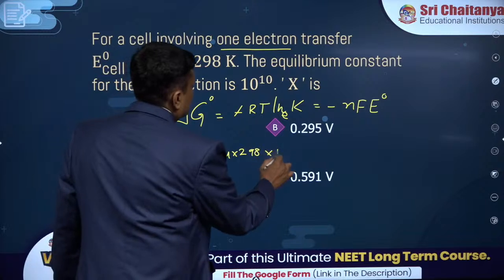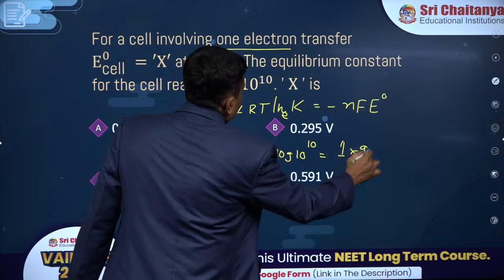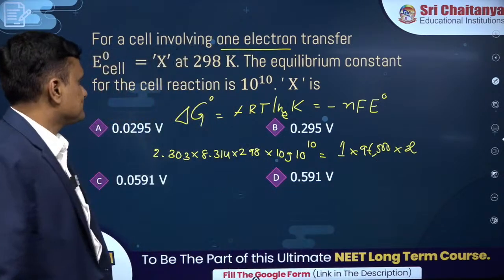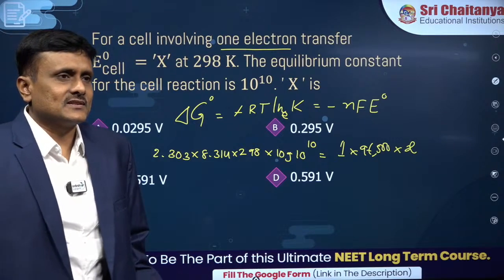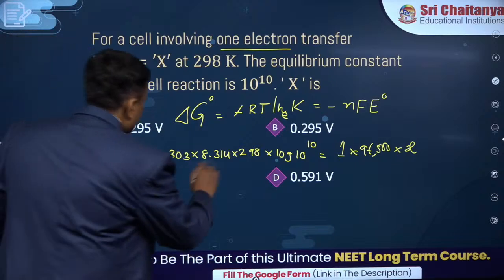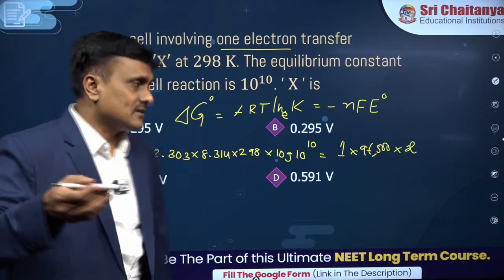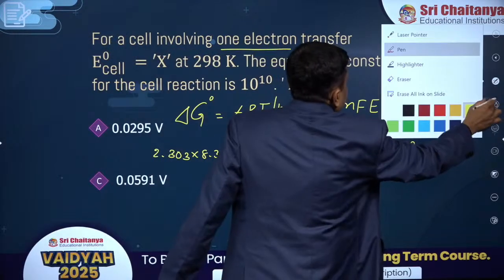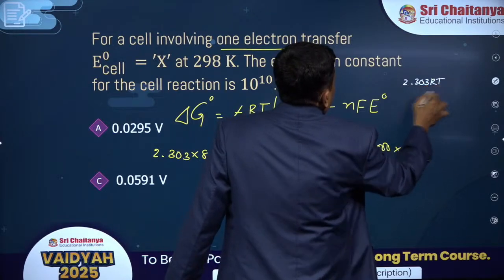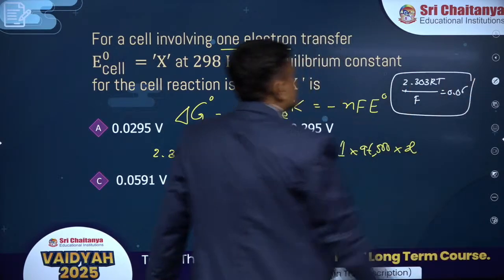Alright, log 10 to the power 10 because the equilibrium constant is given. n is 1, Faraday is 96,500, into E naught value given as X. So when you are held up in this situation, Aman, what are you going to do? You are going to write 2.303 RT by nF. Always remember this value. What is 2.303 RT by F? It will be 0.06. So better you remember this value.